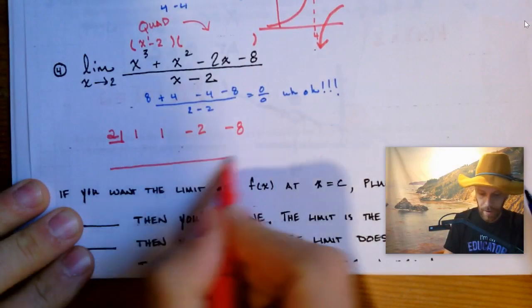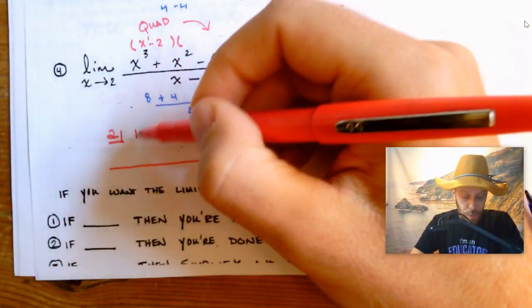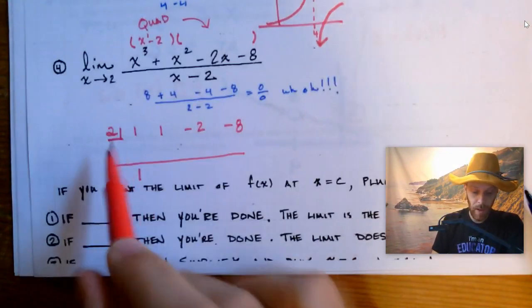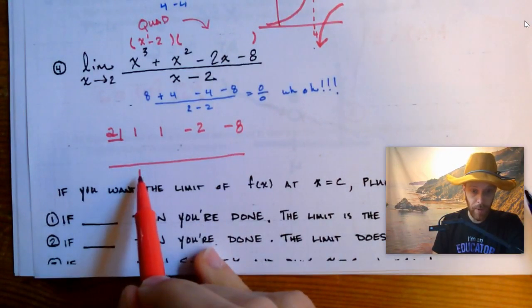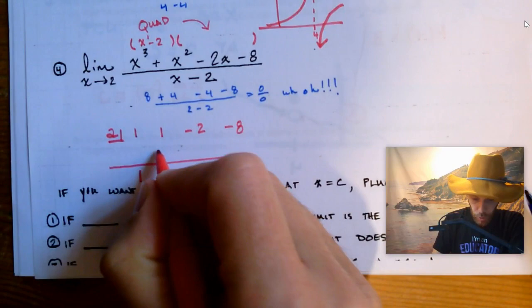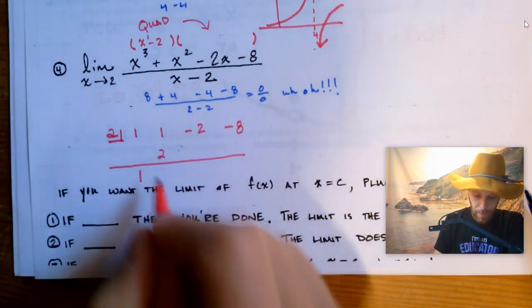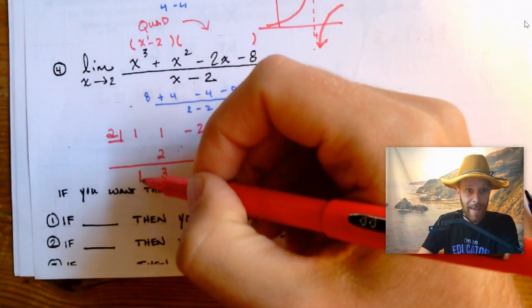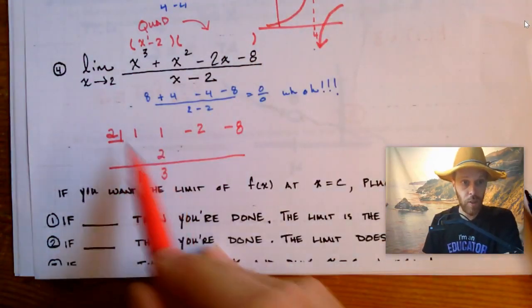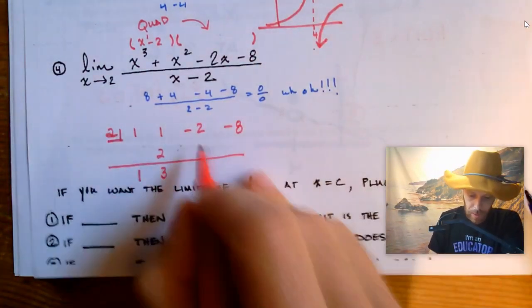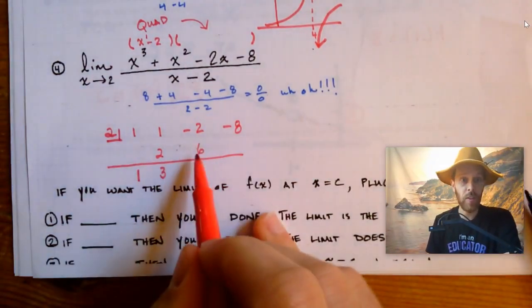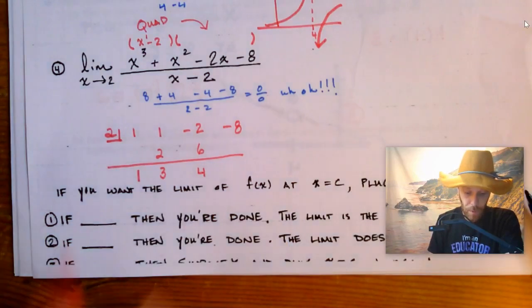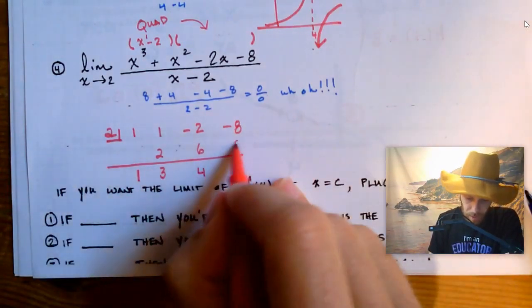So you start there, and then you drop the first coefficient. You say 2 times that coefficient is 2. Add them together. You get a 3. So again, you are dropping, multiplying, adding. So let's do that again. 2 times 3 is 6. 6 and -2 gives us a 4. 2 and 4 gives us an 8.